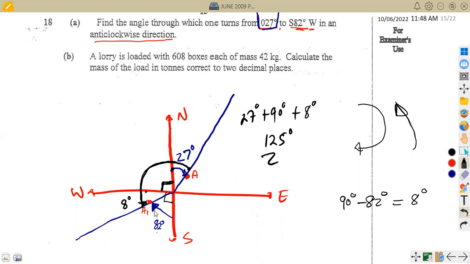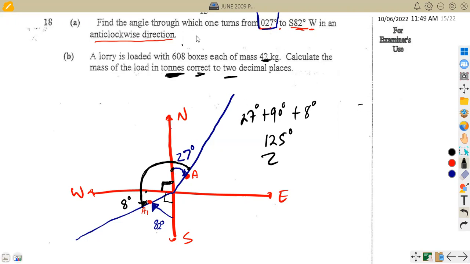So that was this type of bearing. You need to understand the concept of bearing, to know what bearing is. Okay, anyway, for the B part, we are now given that there is a lorry, and this lorry carries 608 boxes, each of mass 42 kgs. Calculate the mass of the load in tons. Take note, correct to 2 decimal places.